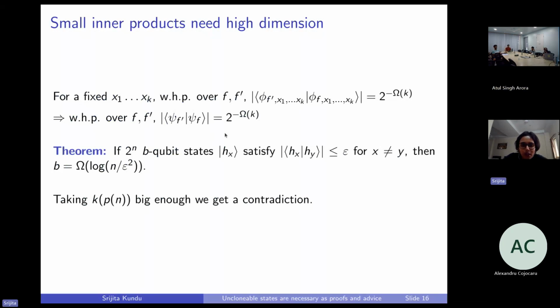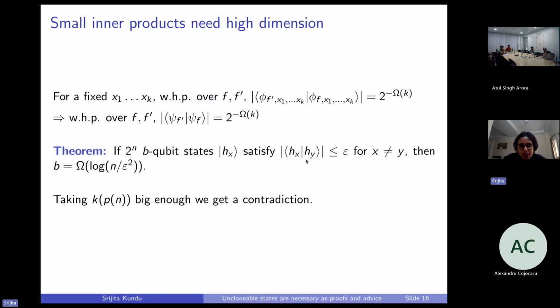So okay, I'll just talk about this last point. It doesn't matter how we got here exactly. So we can show that with high probability over f and f prime, these states that Alice sends to the Bobs must have small inner product with high probability. Okay. Right. So therefore, with high probability over f and f prime.